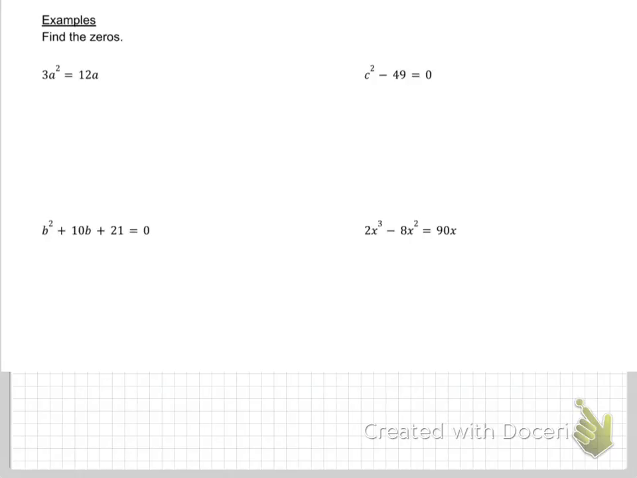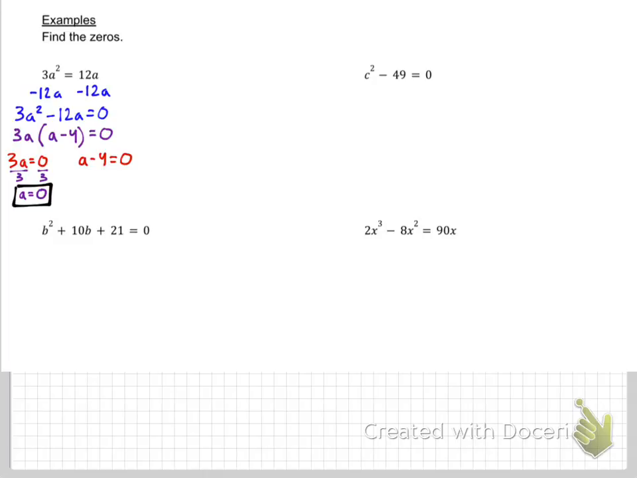So, find the zeros. Well, first thing we want to do is get one side equal to 0, so let's subtract 12a from both sides to make one side equal to 0. Then we want to factor, so we look for the GCF. So I pull out the GCF and bam, I'm done factoring. It's nice when all you have to do is the GCF. I know I'm done factoring because I don't see any a squared terms or a squared anything. So I'm going to set each factor equal to 0: 3a equals 0 and a minus 4 equals 0. Those are our 2 factors. Now that they're set equal to 0, let's solve them.